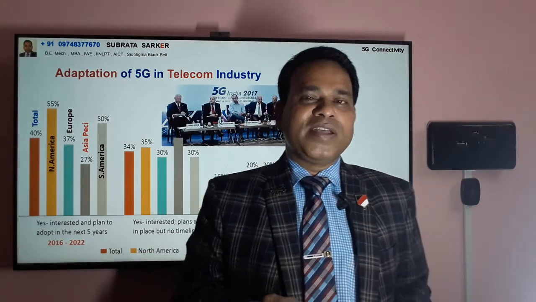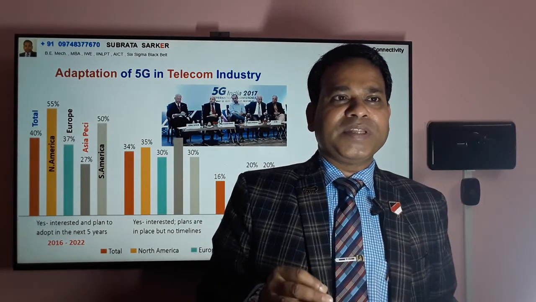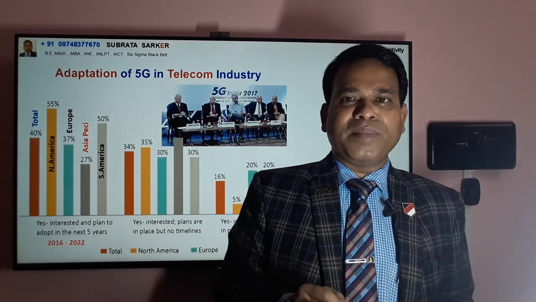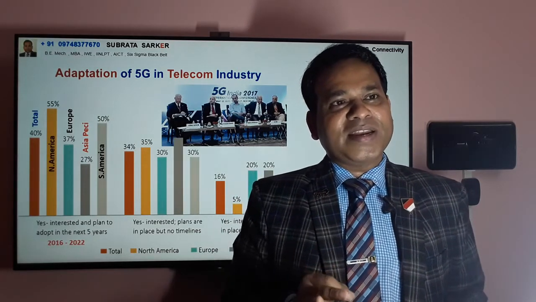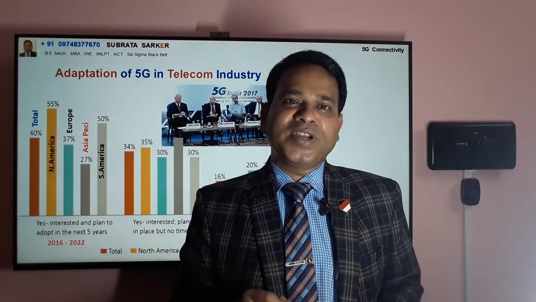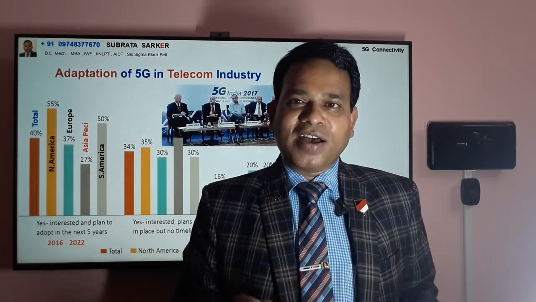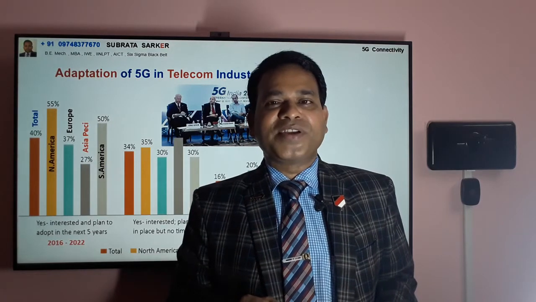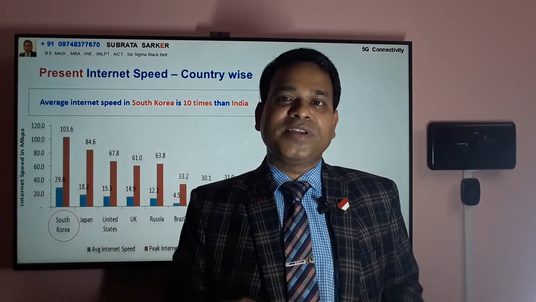In totality, the 40% adaptations will be there, and North America is number one at 55%, then Europe 37%, and Asia Pacific is 27%, including India, and South America is 50%. This is the adaptation level actually.